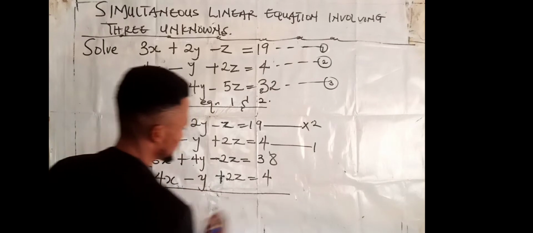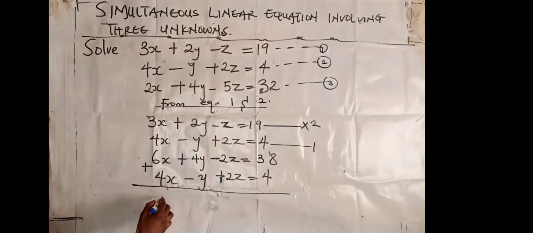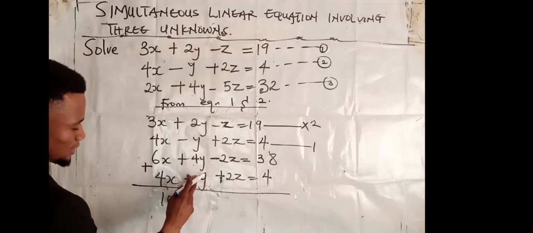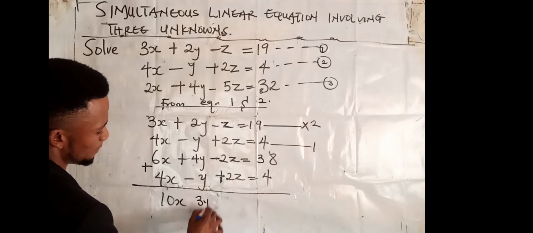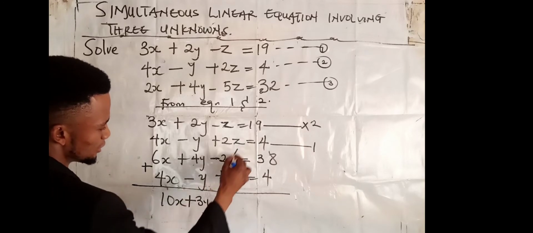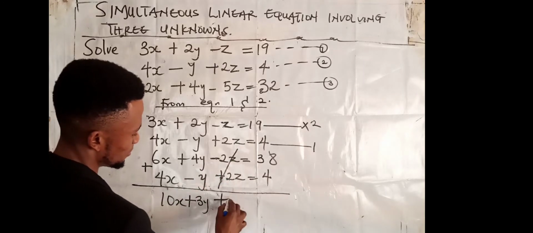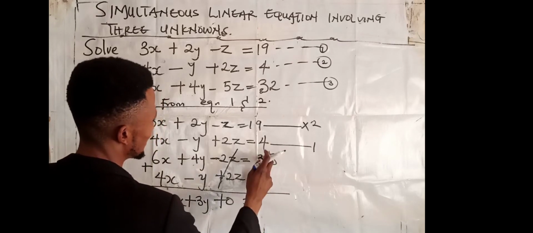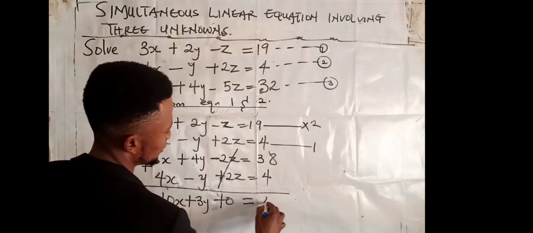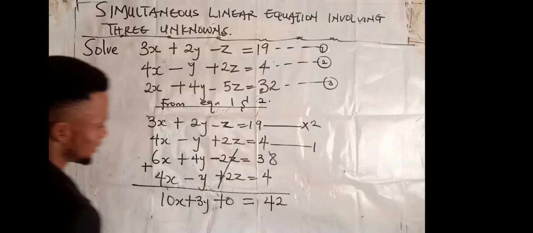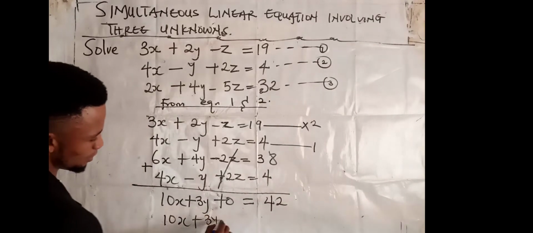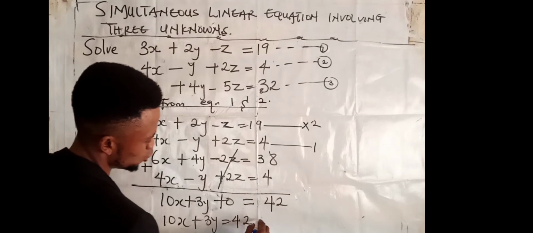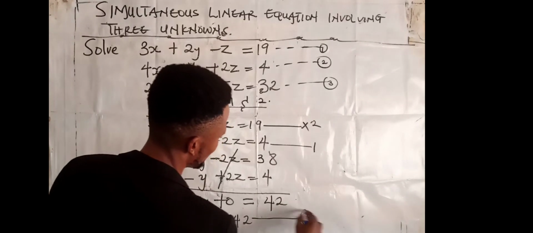Now look at the solution. 6x plus 4x, this will give me 10x. 4y plus this is going to change to minus, that is 3y. The z terms are going to cancel, that's plus 0, to be equal to 38 plus 4, that will give you 42. And finally, this gives me 10x plus 3y is equal to 42. This gives me equation 4.